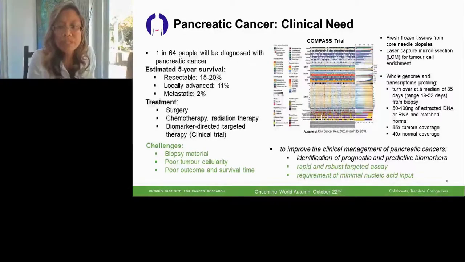So to improve the clinical management of pancreatic cancers, we need to identify additional prognostic and predictive biomarkers. And the PanCureX and COMPASS trial initiative will help elucidate some of these key prognostic and predictive biomarkers. But what we also need now is a rapid and robust targeted assay and a requirement for minimal nucleic acid input.